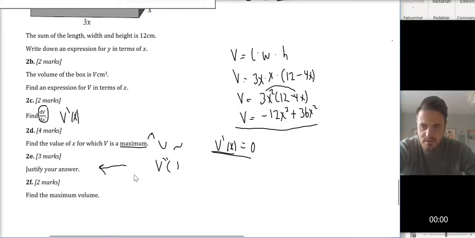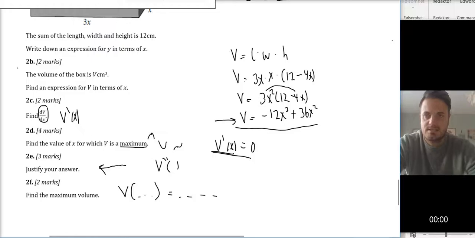And then you should evaluate the maximum volume, which is to find the volume. We can use the function we made here and just put in the x value of the maximum point. So put in the x value of the maximum point and you will find the volume. So that was exercise 2.